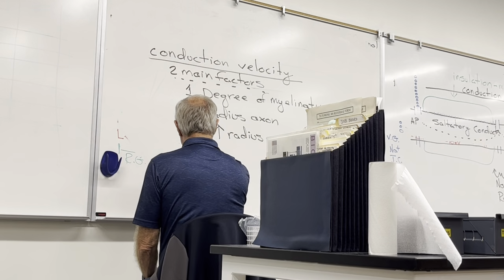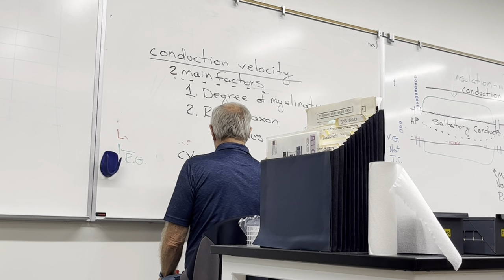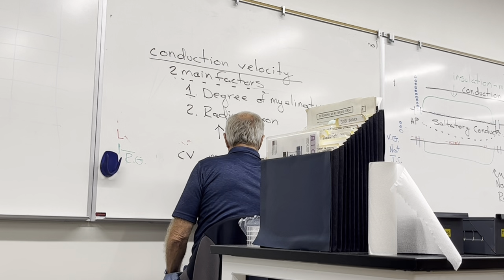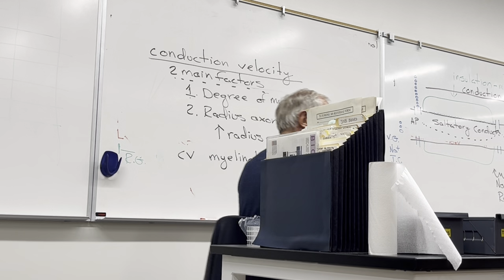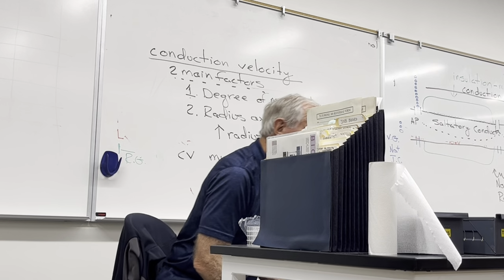So the conduction velocity of myelinated axons is somewhere between about 40 to 100 meters per second. Let me tell you, that's darn fast. Darn fast.